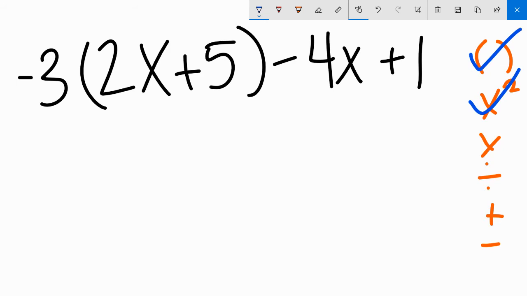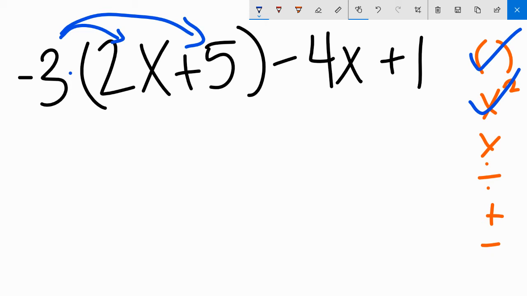Next is multiplication. Now, there is one piece of multiplication seen here, and that is between the -3 and what's in the parentheses. Remember, when we have a number right next to the parentheses, that means multiplication. Also, when we have a number right next to the parentheses, that means we're going to do the distributive property. So that's going to be step 1, perform the distributive property between what's on the outside of the parentheses and the terms that are on the inside of the parentheses.